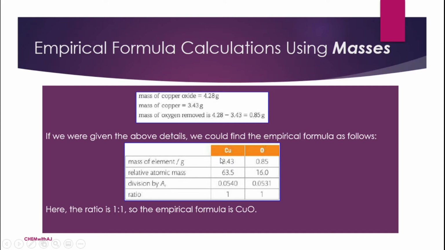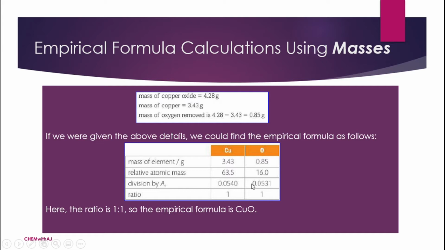Then we divide the mass by the relative atomic mass. So 3.43 divided by 63.5 gives us 0.054. Then for oxygen we do the same thing. We get 0.0531. We can see both numbers are pretty much the same, so we can assume the ratio is 1:1, but we'll go according to the normal method.